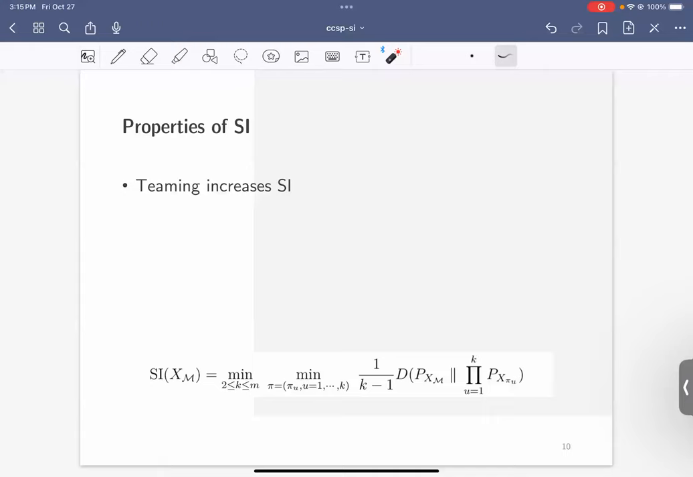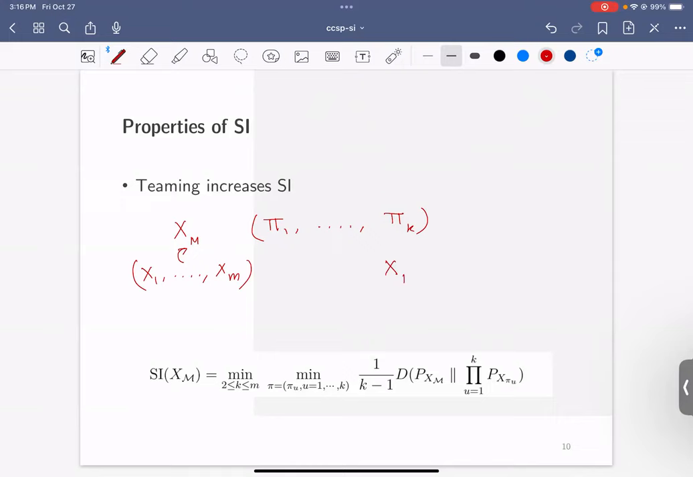The second one is slightly more interesting. What it says is that if I team these random variables together, then my shared information can either stay the same or increase. What I mean by that is, let's say I take this set X_M and I look at any partition of it, say pi_1 up to pi_k. Then I have these legitimate random variables, and instead of having x1 up to xm here, I can construct this set, which is x_pi1 up to x_pik. So what I'm doing is constraining whatever was in pi_1 to always be inside pi_1.